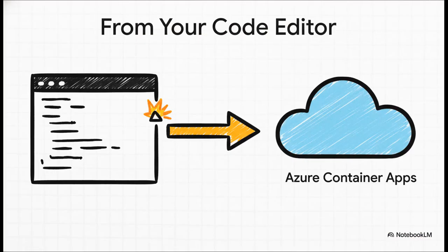First up is what I like to call the path of least resistance, deploying right from your code editor. If you're using something like VS Code, you can grab the Azure extension and get what feels almost like a one-click deployment. The best part about this? You never have to leave your editor. You never break your flow. It's absolutely perfect for those quick, rapid changes when you're deep in the zone and just trying to get something working.